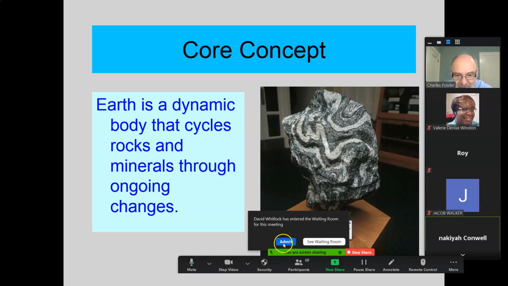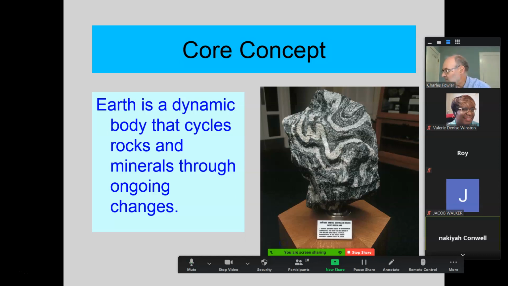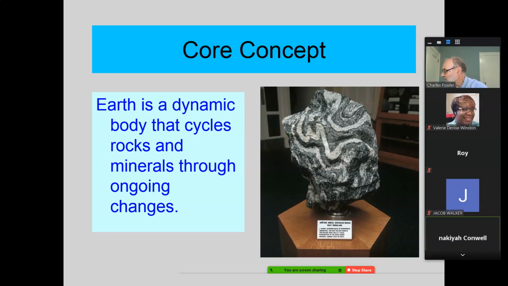Later, here's David coming back. So he must have got kicked out too, because I had him here before as well.